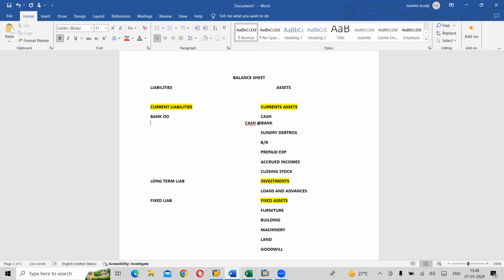We sold goods to our debtors, so we will expect the same. Within a year's time, we need to recover that amount from our debtors. Clear? So that is nothing but sundry creditors.